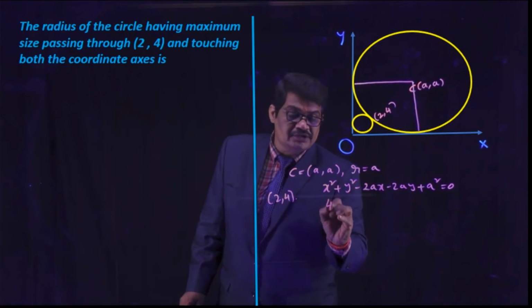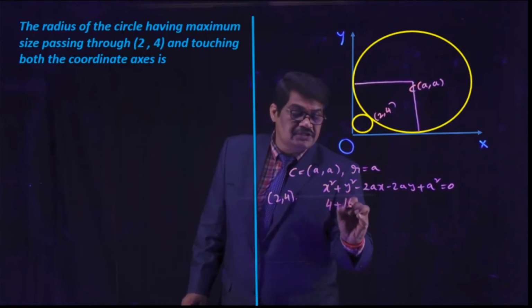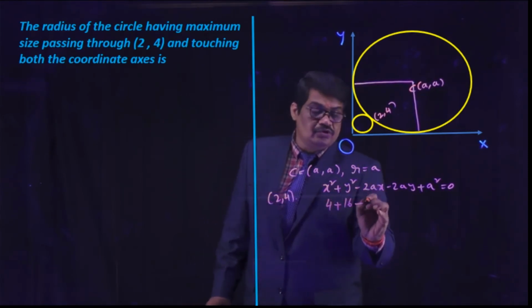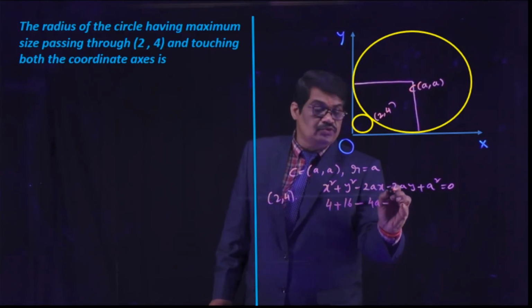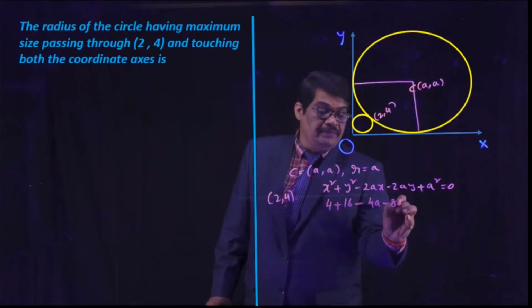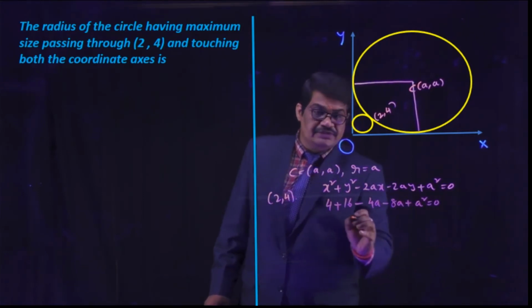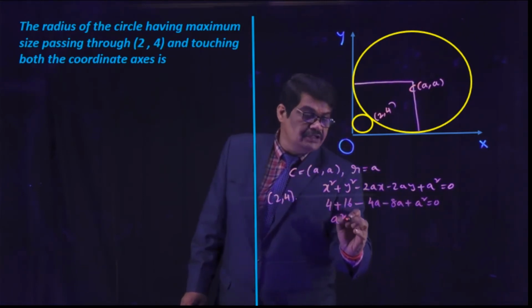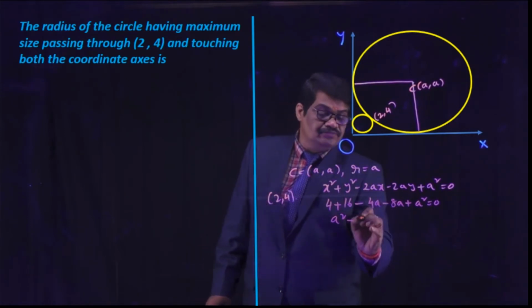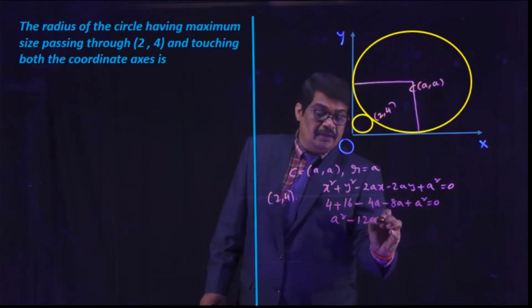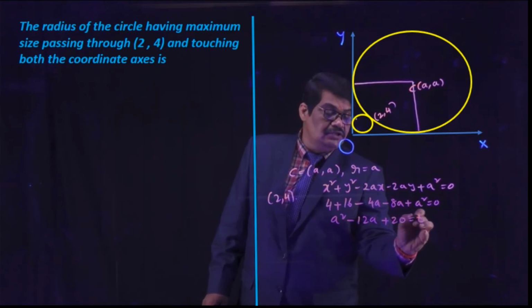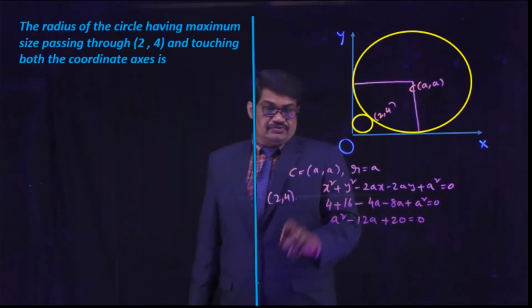So substitute this point (2, 4) in the equation. 2 square, that is 4, and 4 square is 16, minus 2 into 2 into a, 4a, minus 2 into 4 into a, 8a, plus a square. Now we are simplifying this one. We are getting a square minus 12a plus 20 is equal to 0. Here 16 plus 4, that is 20.